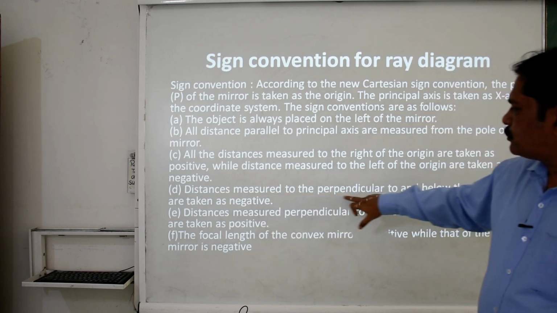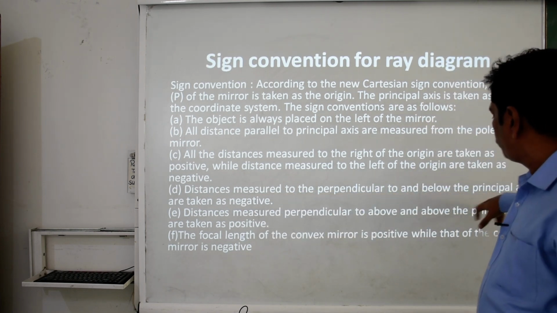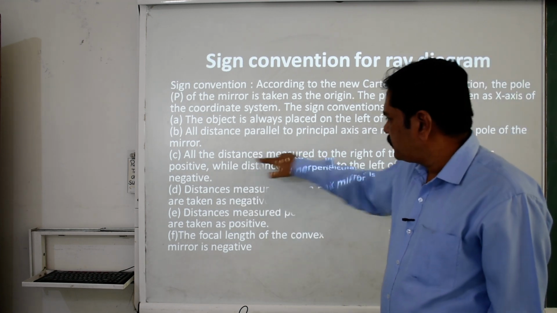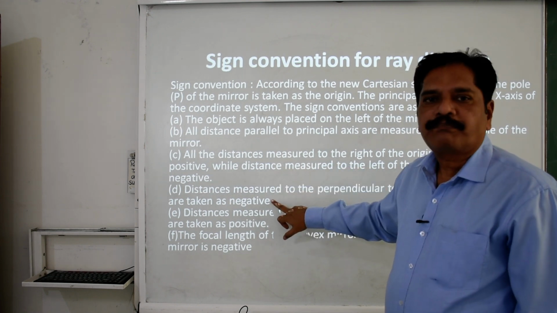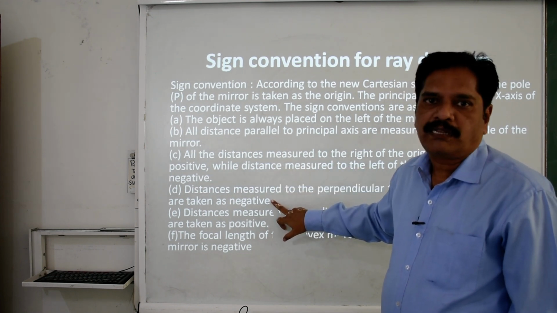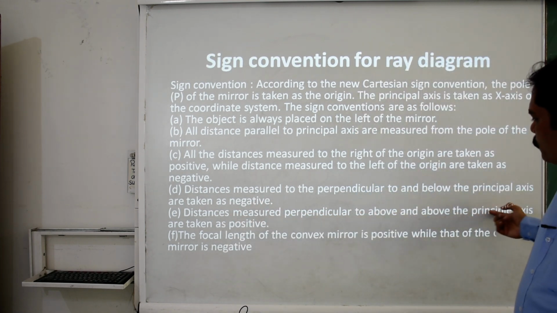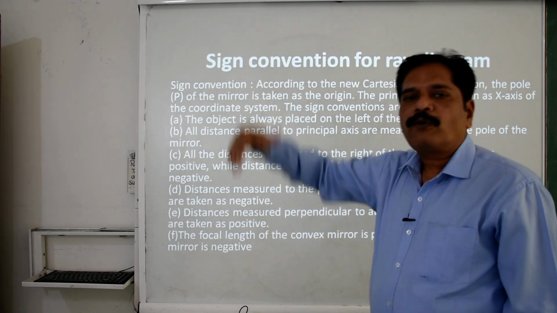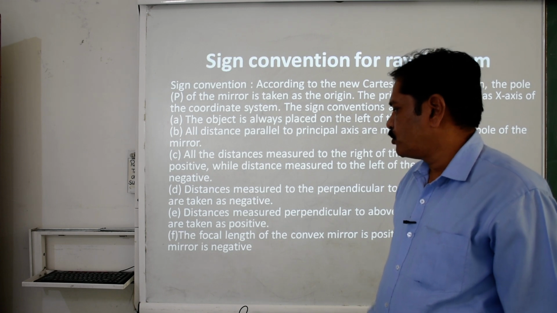The distances measured perpendicular to and below the principal axis are taken as negative. Again, on the principal axis, when the height is taken below the principal axis perpendicularly, it will be negative. The distances measured perpendicular to and above the principal axis are taken as positive, and above the principal axis when it is perpendicular, it is the positive one.